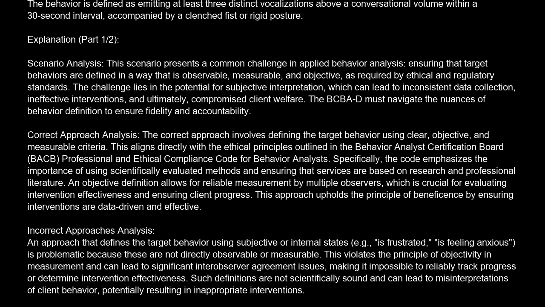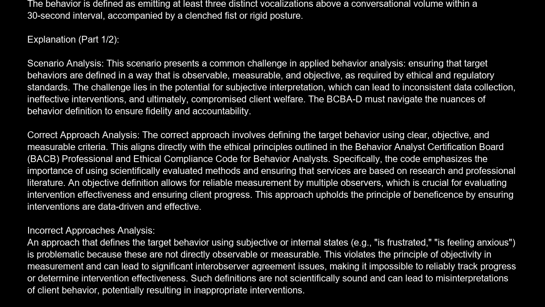This aligns directly with the ethical principles outlined in the Behavior Analyst Certification Board, BACB, Professional and Ethical Compliance Code for Behavior Analysts. Specifically, the code emphasizes the importance of using scientifically evaluated methods and ensuring that services are based on research and professional literature. An objective definition allows for reliable measurement by multiple observers, which is crucial for evaluating intervention effectiveness and ensuring client progress. This approach upholds the principle of beneficence by ensuring interventions are data-driven and effective.